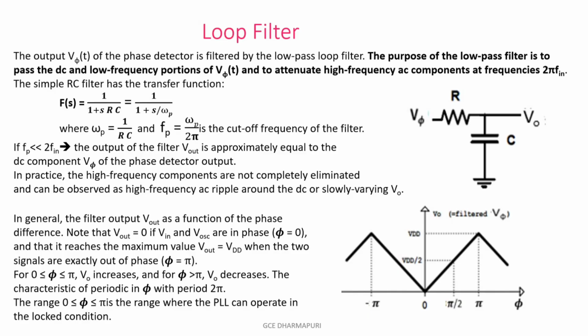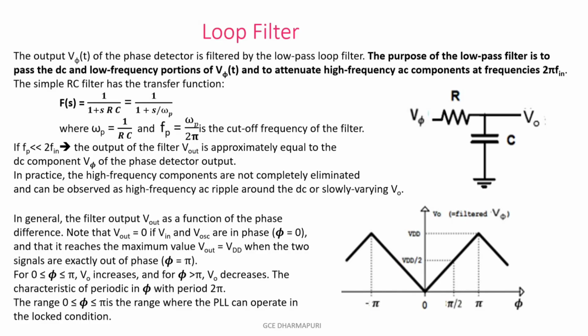If Fp is less than 2 Fin, the output of the filter V0 is approximately equal to the DC component V5 of the phase detector output. In practice, the high frequency components are not completely eliminated and can be observed as high frequency AC ripple around the DC or slow varying V0.